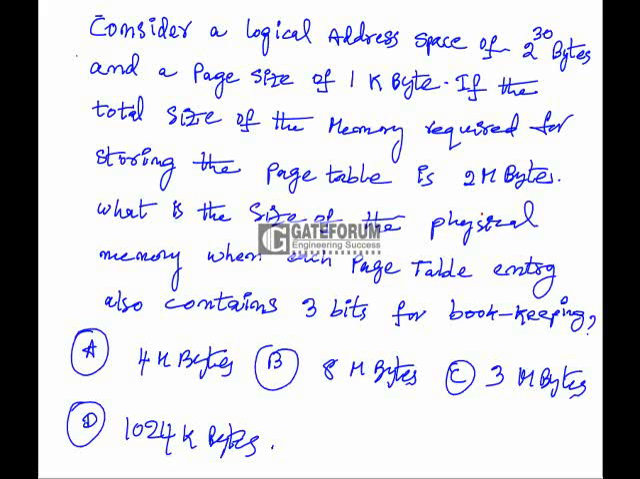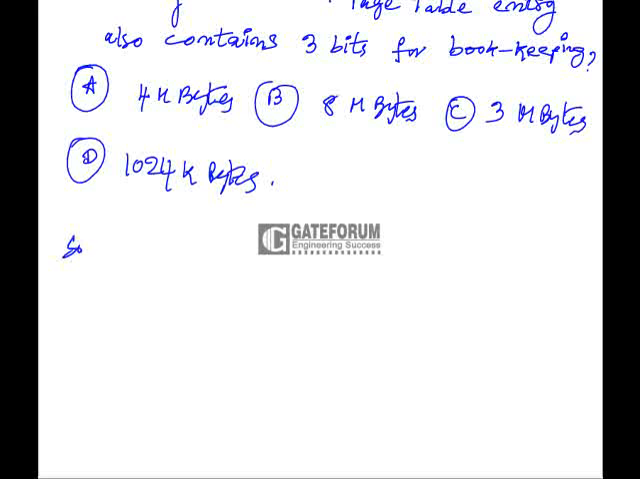Consider a logical address space of 2 power 30 bytes and a page size of 1 kilobyte. If the total size of the memory required for storing the page table is 2 megabytes, what is the size of the physical memory when each page table entry also contains 3 bits for bookkeeping? So the given data is 2 power 30 bytes of logical address space. That means each logical address has 30 bits. These 30 bits will be divided into a page number and the displacement.